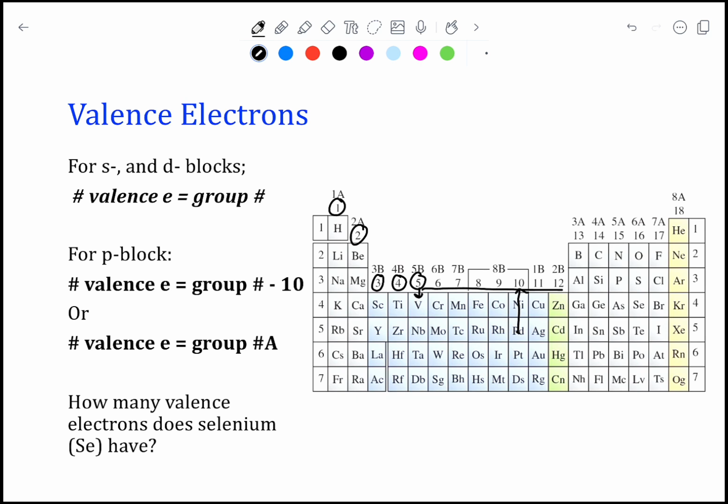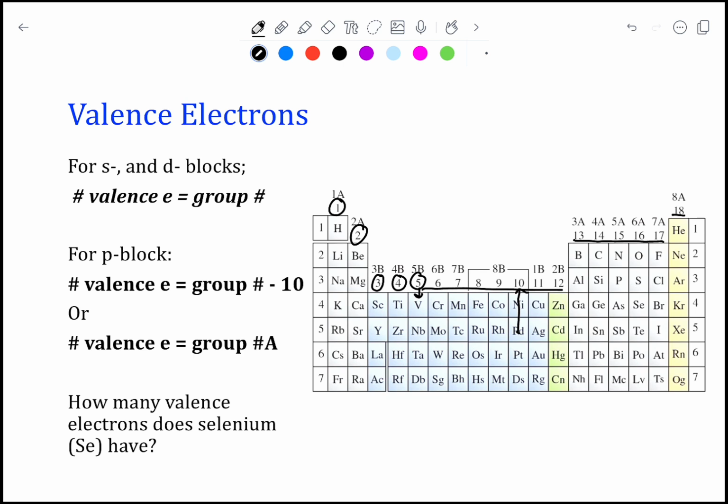For the P block elements, there are 2 ways to tell how many valence electrons it has, and it depends on which notation you're looking at on your periodic table. If you're looking at the teens, so 13, 14, 15, 16, 17, and 18, take that number and subtract out 10, and that tells you how many valence electrons it has. So oxygen is in group 16. 16 minus 10 is 6 valence electrons.